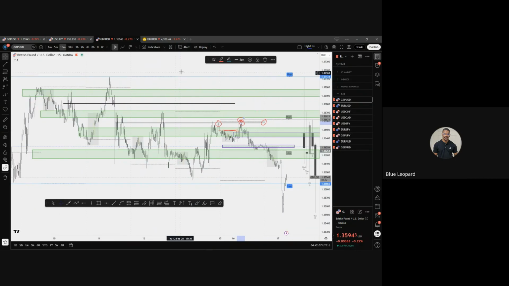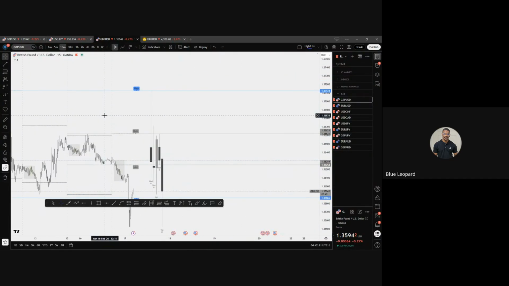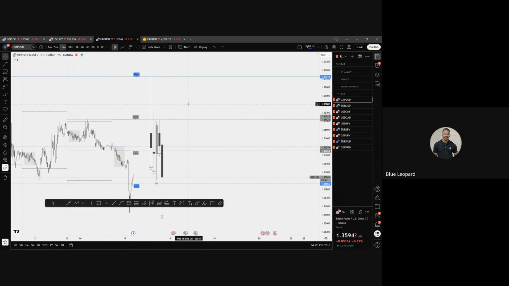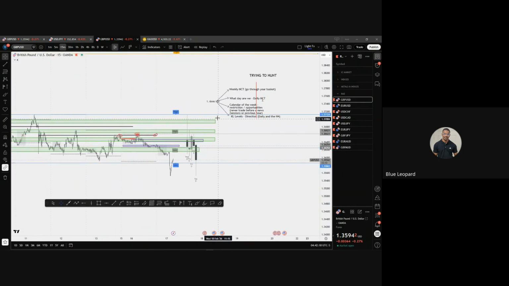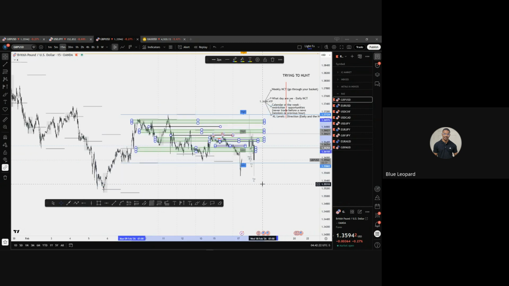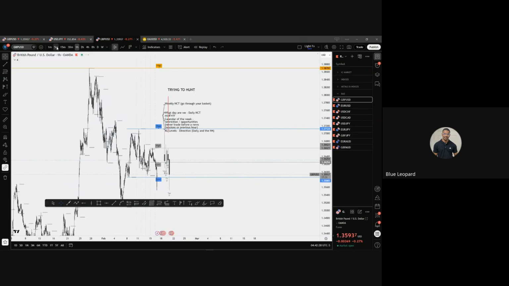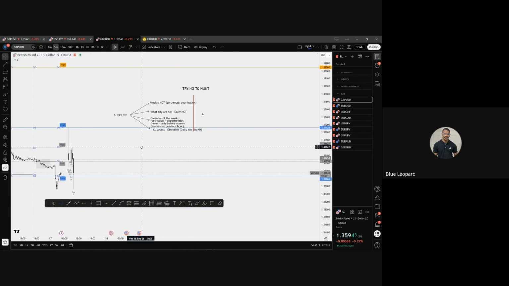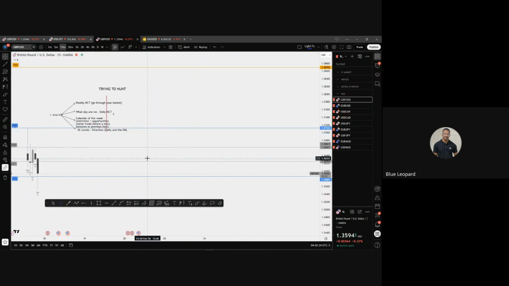Okay, so I'm going to remove all of this. I was just telling you guys, sorry, I need to bring it back because we have our notes up here. I will have to remove all this. Now here, if I go on H1, I think, no, M5. Okay, M15, I think.